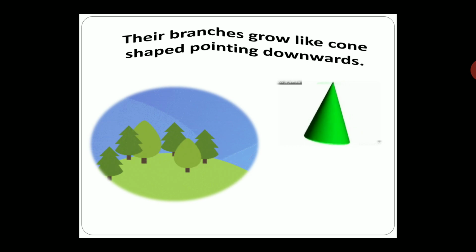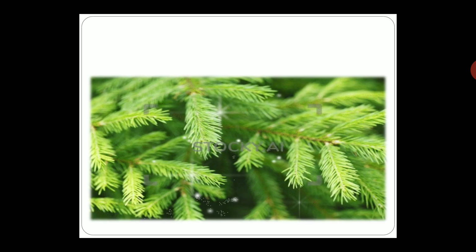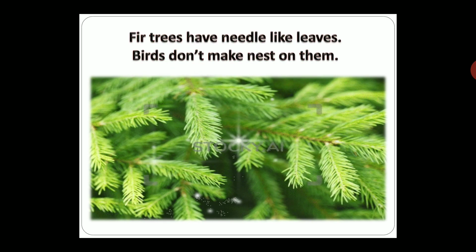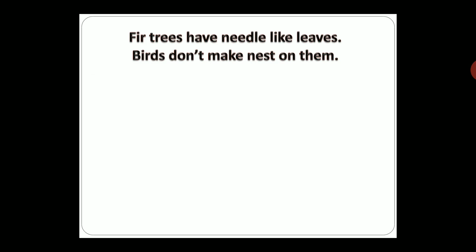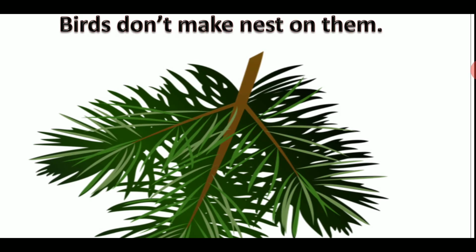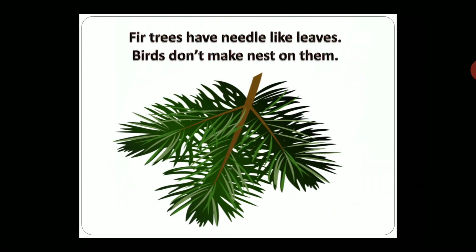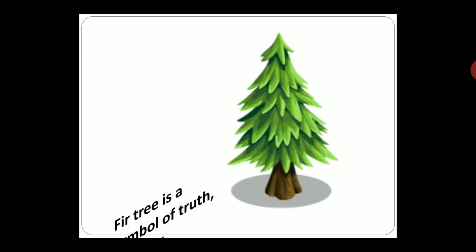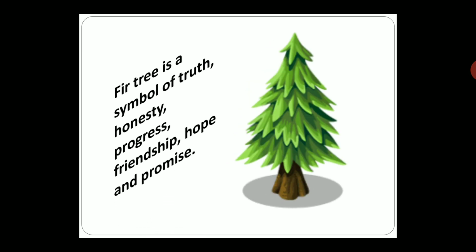The branches of fir trees grow cone shaped, pointing downwards. What are these? These are the leaves of fir trees, and they have needle-like leaves, and birds don't make nests on them. Now look, the needle-like leaves of a fir tree. The fir tree is a symbol of truth, honesty, progress, friendship, hope and promise.